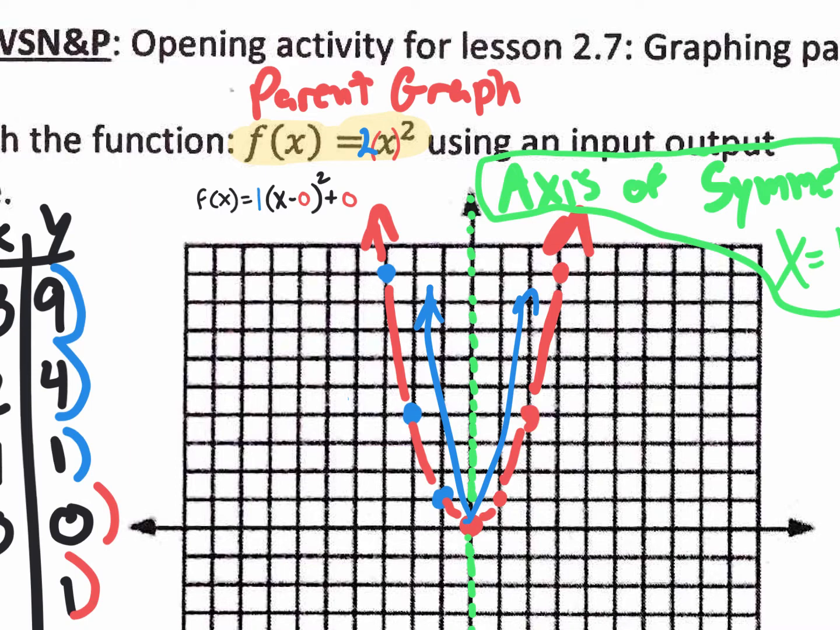Next week for sure, we need to know how the a value vertically stretches it, making it narrower, or vertically compresses it, making it wider. But I just want to throw those vocab words out at you right now so you could start getting used to them and start understanding how the a value makes it narrower or wider. But anyway, if your a value is 1, it's going to be this perfect U-shaped curve.